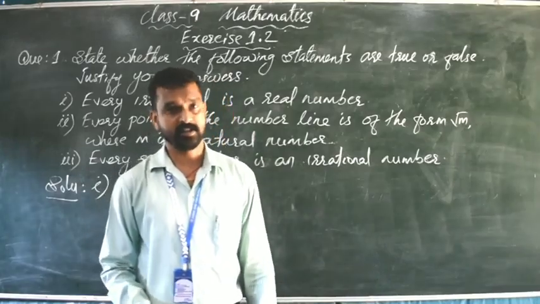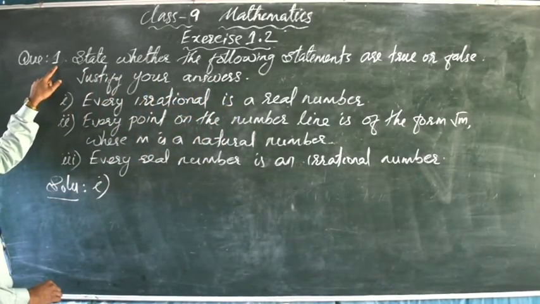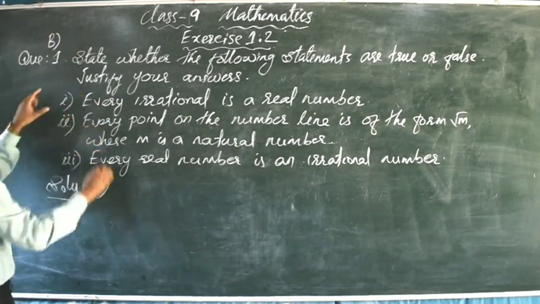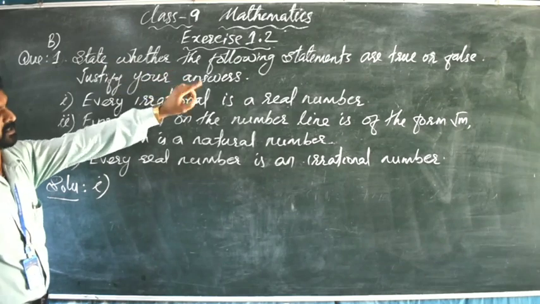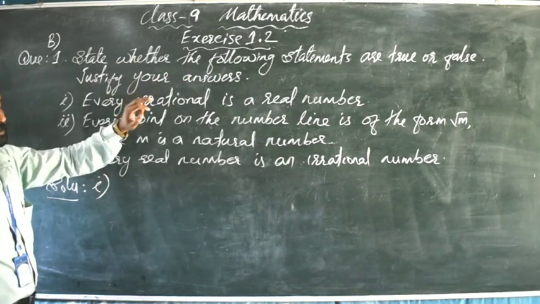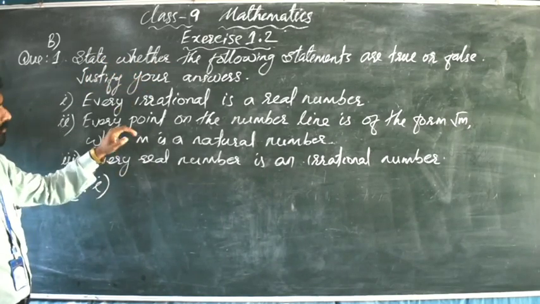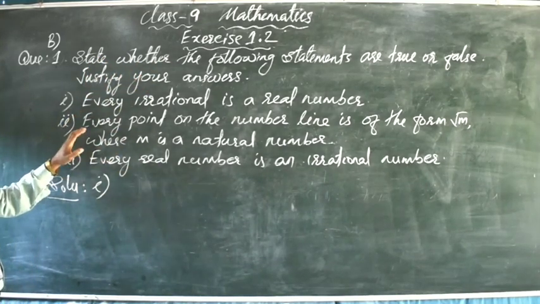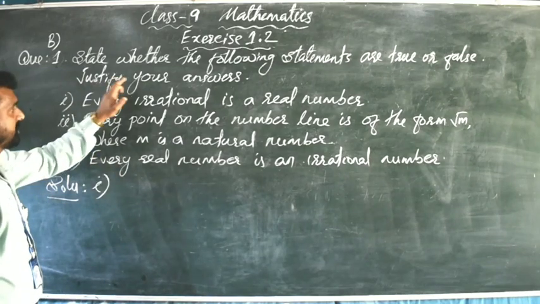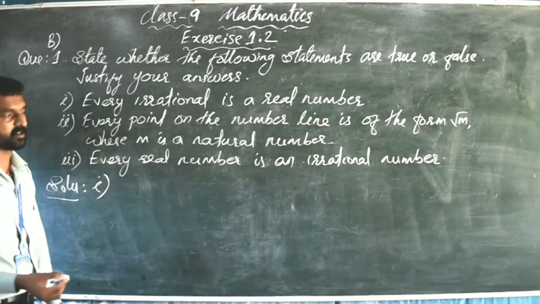Okay, now see the question. Exercise 1.2, question number 1. State whether the following statements are true or false. Justify your answers. Three statements are given here. We have to say whether each is true or false, and you have to justify your answer. You have to write the reason why it is true or why it is false.